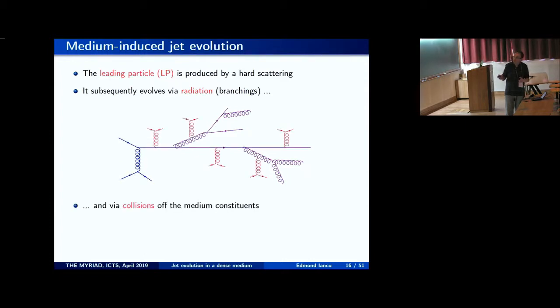On top of that, if we are in the medium, if this jet propagates through the medium, it also scatters off the medium constituents. So this small red line here, like quarks and gluons from the medium, and these transverse gluons are t-channel exchanges between the particles in the medium and the partons in the jet.